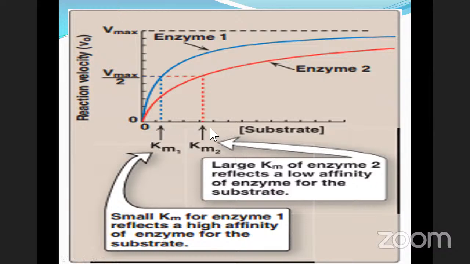If you have a small Km for the enzyme, it would be a higher affinity of the enzyme for the substrate. Thereby, it would have a more peaked curve. So for small Km and large Km: large Km, low affinity. Small Km would be a high affinity for the substrate.